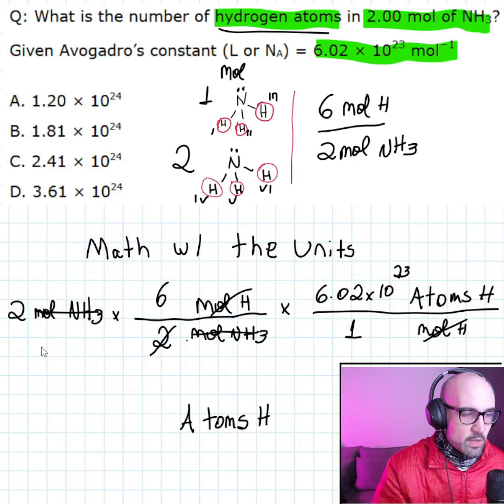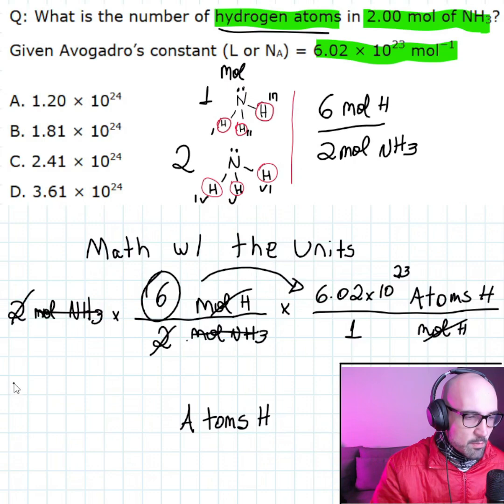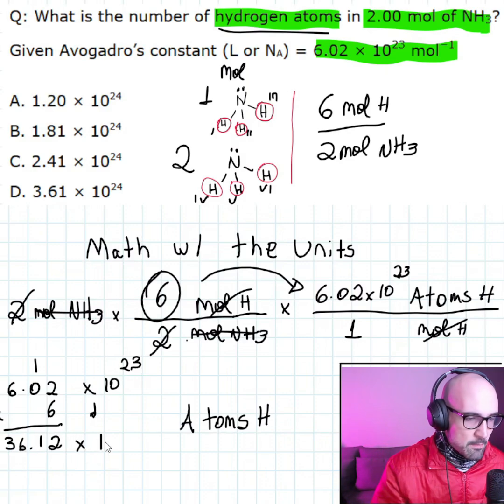This number 2 cancels out with this number 2. All we have left is to multiply 6 by the Avogadro number. So I'm going to do 6.02. I'm going to leave the 10 to the power of 23 to the side. I'll adjust that later and I'll multiply that by 6. The result is going to be 36.12 times 10 to the power of 23.